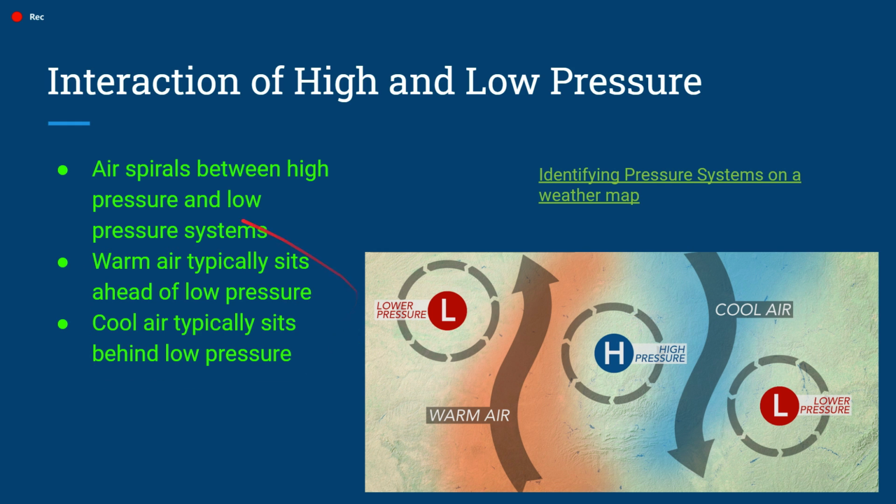And as I identified here, warm air typically sits ahead of low pressure, and cool air will typically sit behind low pressure. So behind low pressure here, we have the cool air coming down, and then in front of the low pressure system here, we have the warm air going up. To help you visualize this, I'm going to show it to you on an actual weather map.